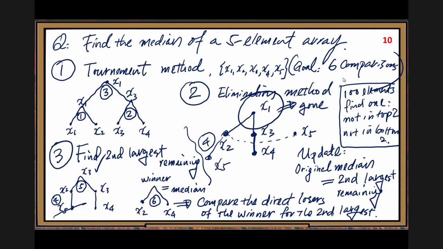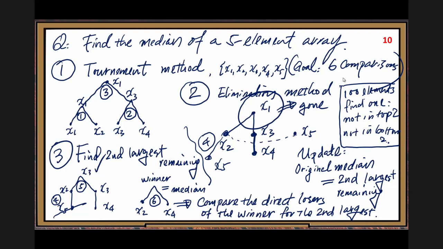How to find that element? Not in top 2, not in bottom 2. How many comparisons do you need? 6. Okay. Can you see? Everybody can see it. We can use 6 comparisons to find that element, given 100 elements. We want to find one that is not among top 2 and not among bottom 2.